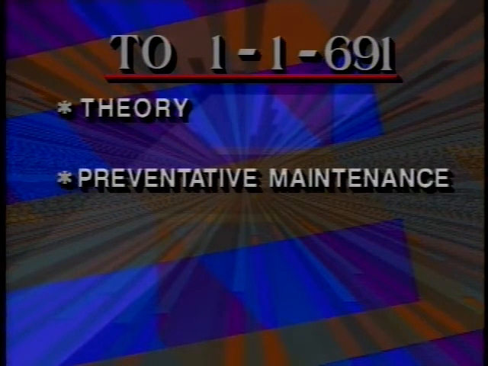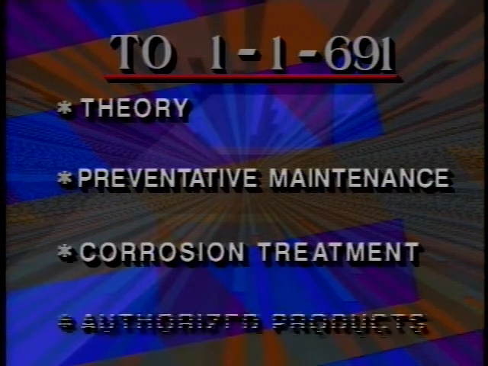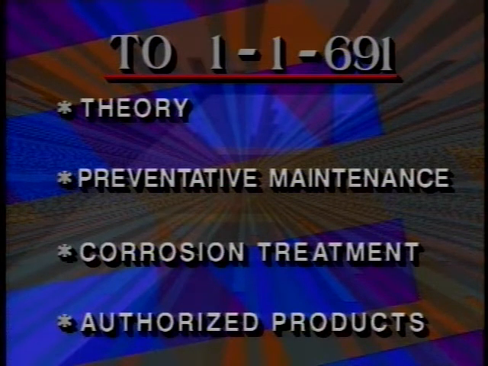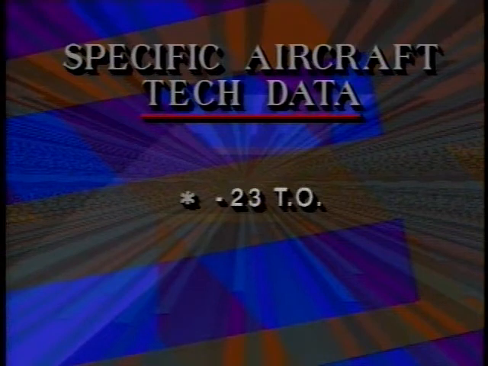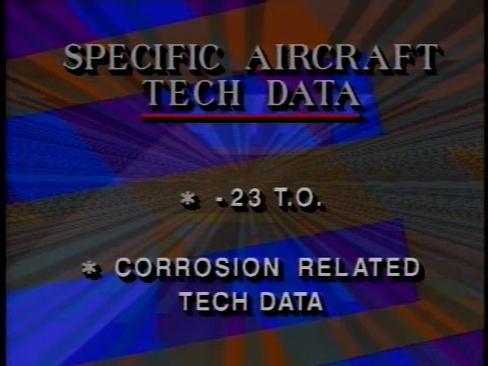TO 1-1-691 covers general aircraft corrosion, including theory, preventative maintenance, corrosion treatment, and authorized cleaners and solvents. TOs 1-1-689 and 00-25-234 cover avionics-related corrosion concerns. Additionally, specific aircraft corrosion-related technical data is available for each type of aircraft.